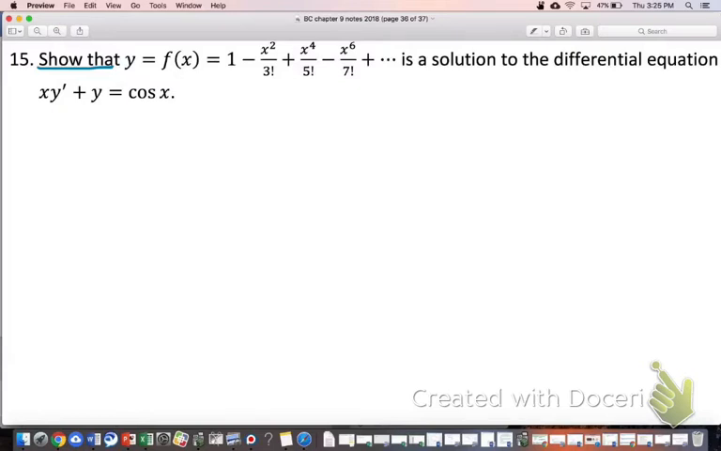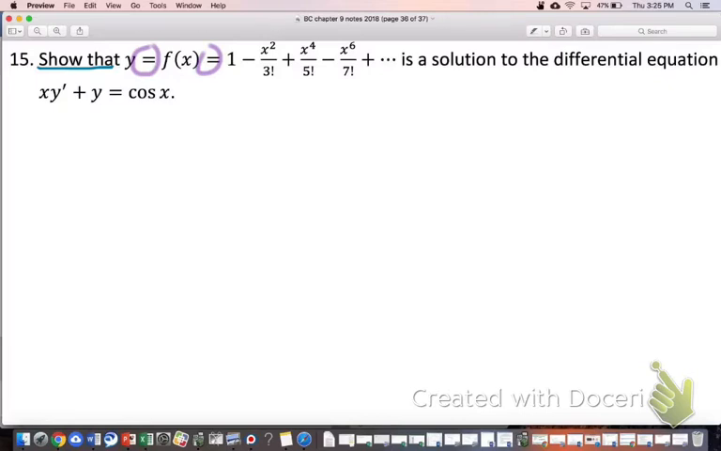differential equation right here. So notice some really important symbols like we looked at in class today, equal signs, right? So it's saying that y and f of x are equal to that power series. So that means I can replace that y or that f of x with that power series or whatever piece of that power series that I need in order to get this done. So here's what I'm going to do.